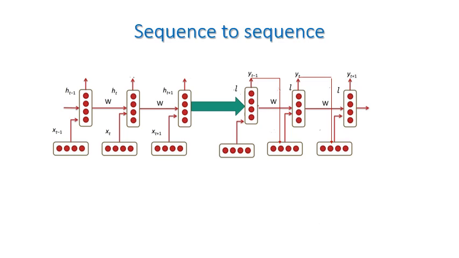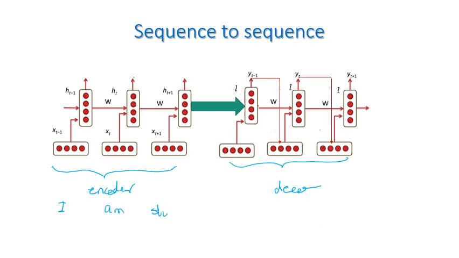Suppose that you have two RNNs, then one of them is going to be your encoder, and the other one is going to be your decoder. Now suppose that you want to do a task like translation. In the source language, you have a sentence, say, student, right?